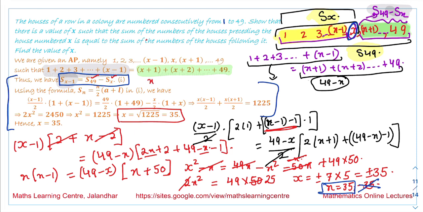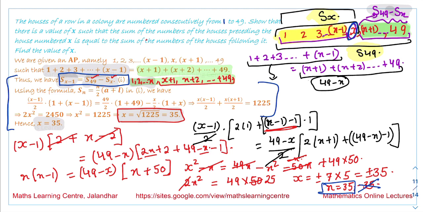The terms we are talking about are 1, 2, and so on up to x, and then x plus 1, x plus 2, and so on up to 49. So out of all 49 terms, we have subtracted the first x terms and obtained this value. On solving this, we obtain the same answer, that is x is equal to 35. So in both these ways, the solutions are correct.